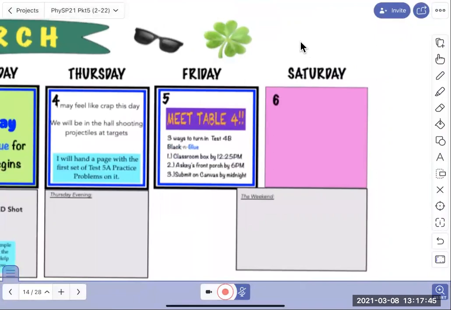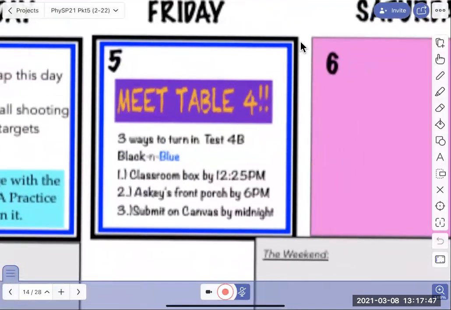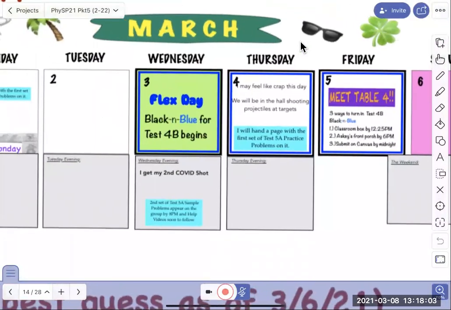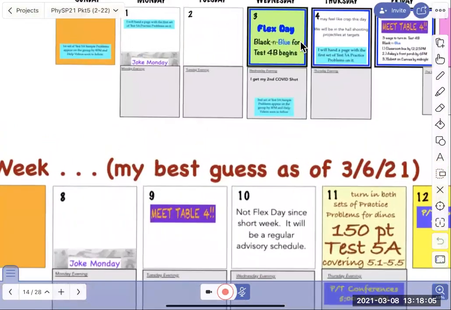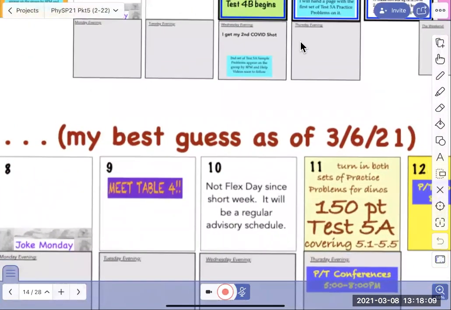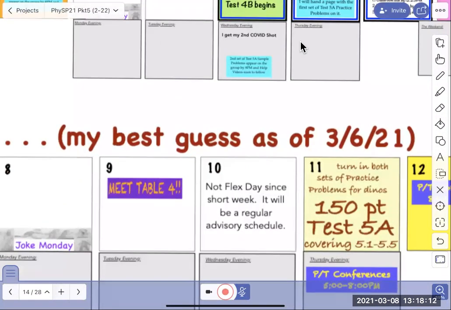Now I screwed up on the test 4B, black and blue. I put it there, but you never had a place to put it. There was a place there, but that was already taken up by the 228 points. We needed another slot. So if you didn't turn it in, I'll let you turn it in up till tomorrow night and not lose any points. This is black and blue. Most people have turned it in, 90% of people.